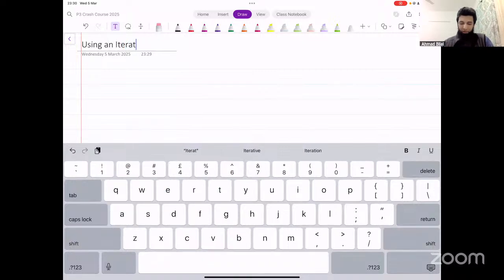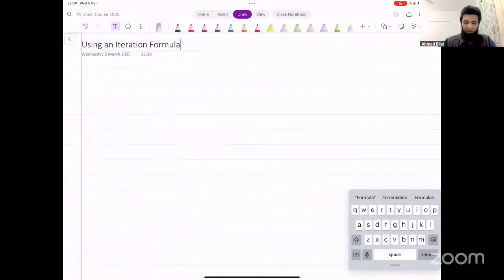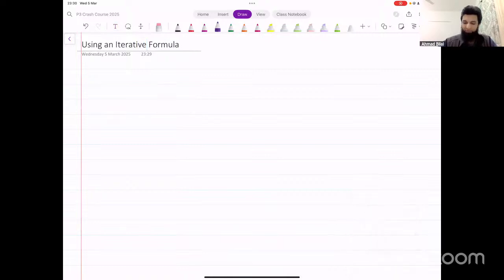So you would be asked to solve equations using something that we call an iterative formula.